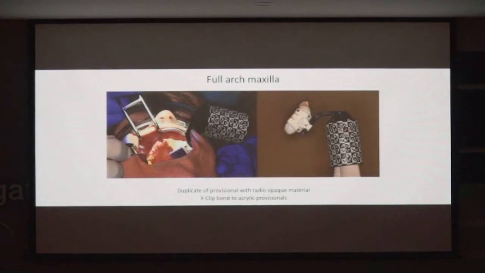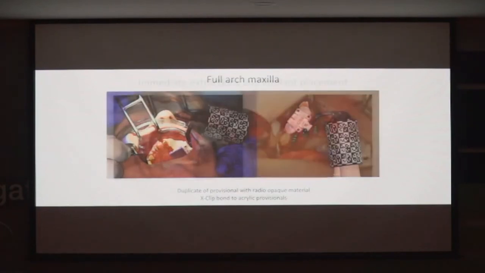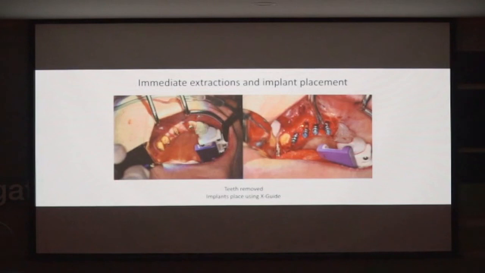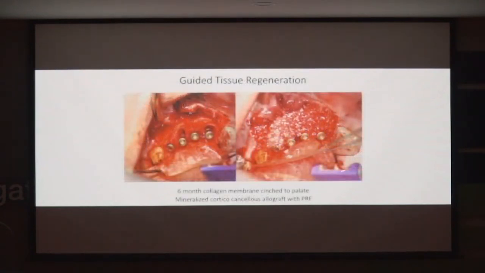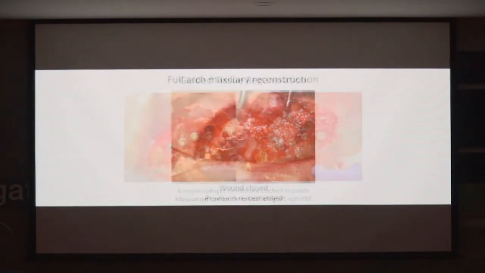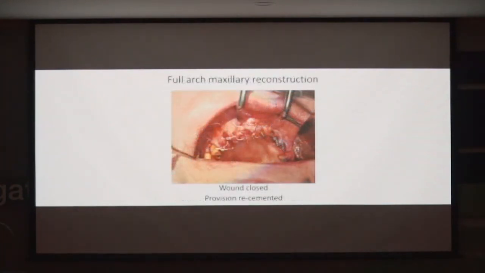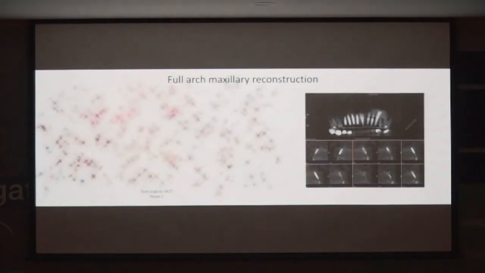So there I am on the day of surgery. I cut the provisional off, and now I go ahead, take the teeth out, and I've placed the implants. I'm going to do a big graft, right? You can see there's a membrane here, and I'll flip it over and then put some PRF over the whole thing. And there it's closed. Put the provisional back on.